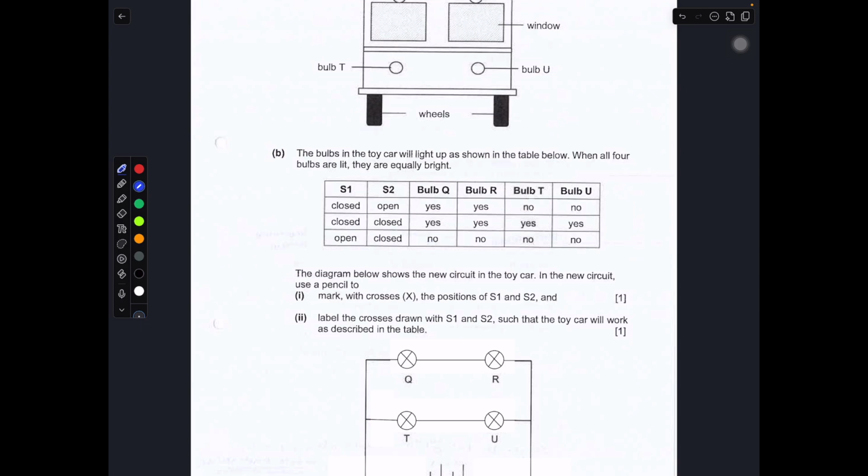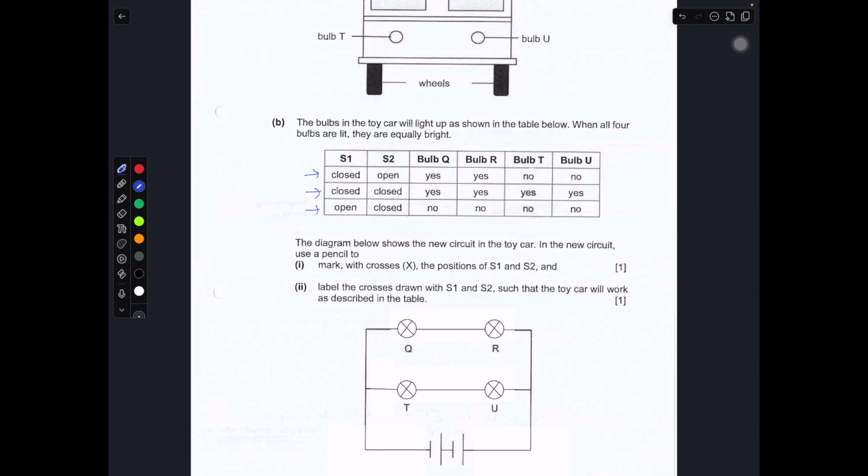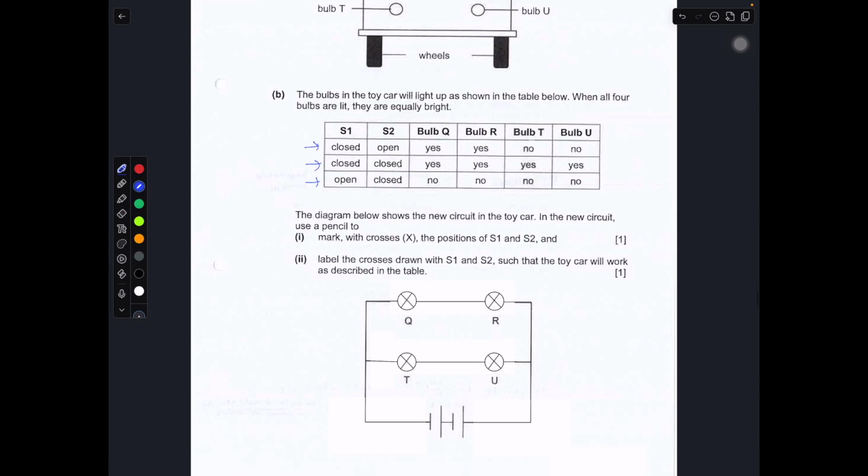So these are the information given, right? You probably know that some switches are connected next to the bulb, and some switches are connected next to the battery. For example, take a look at this. When I close a certain switch, a certain bulb lights up, and a certain bulb does not light up. This can be quite complicated, but they already drew the circuit for you. You just need to mark X and label. So 2 things: mark and label the position of the switches.